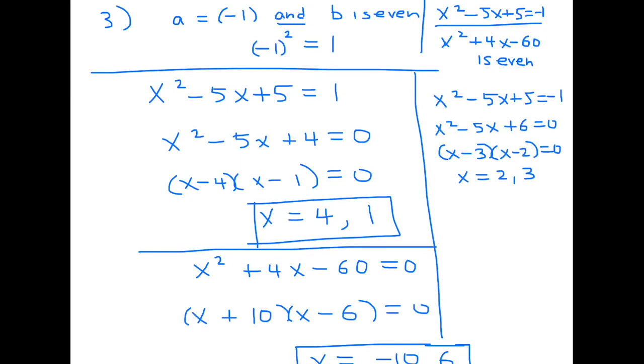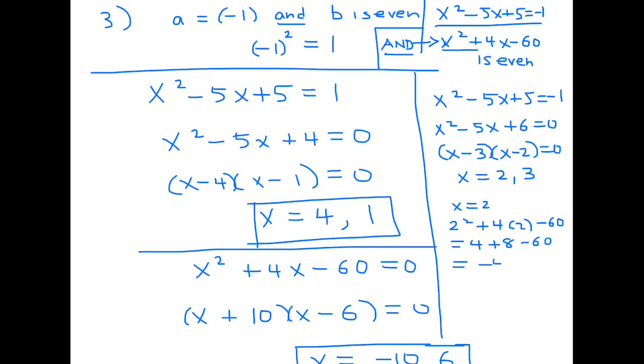All right, but we have to also meet this condition, and both have to be true. So let's start with x equals 2 and see if this is even or not. So if x is 2, we have 2 squared plus 4 times 2 minus 60. And this is 4 plus 8 minus 60, which is 12 minus 60, which is minus 48. And that is indeed an even number. It doesn't matter that it's negative. Even is good enough. So x equals 2 is another solution.